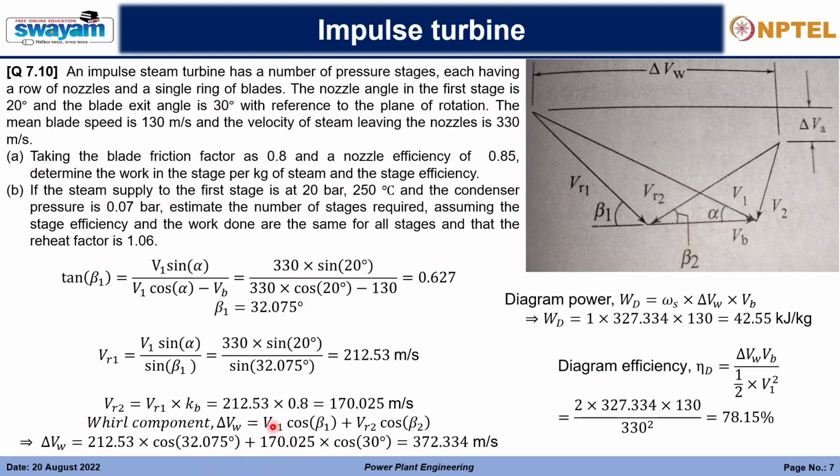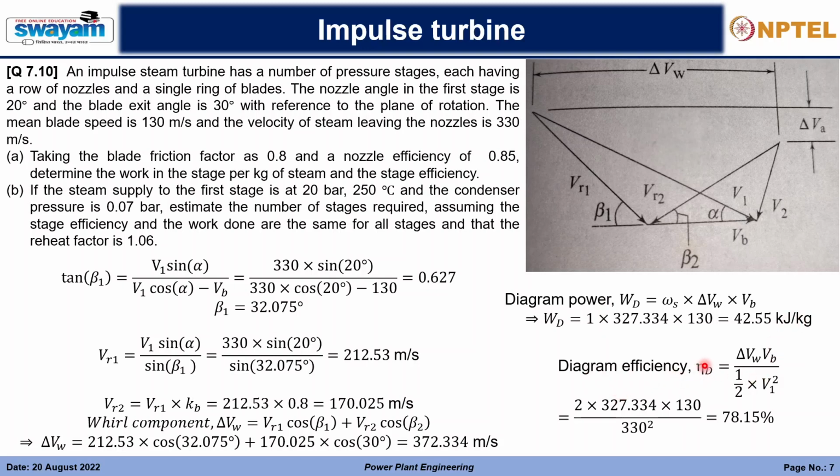We have calculated the whirl component. If we know the velocity which is responsible for blade movement, and we know the blade velocity at which it is moving, and we know the mass of the steam, then we can calculate the diagram power. That is given as the multiplication of the three components, and accordingly we have this much kilojoule per kg of steam. Since we are considering per kg, we are taking Ws as 1. We are not given it, so let us calculate the whole thing per kg of steam.